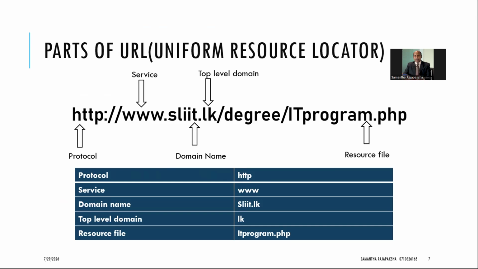Second part is a service. www is a service which is running on the internet. We know this internet is a kind of interconnected network of networks. On top of that, Tim Berners-Lee developed the World Wide Web. So World Wide Web is a service which is running on the internet. Because of that, you can share all multimedia resources through the internet.